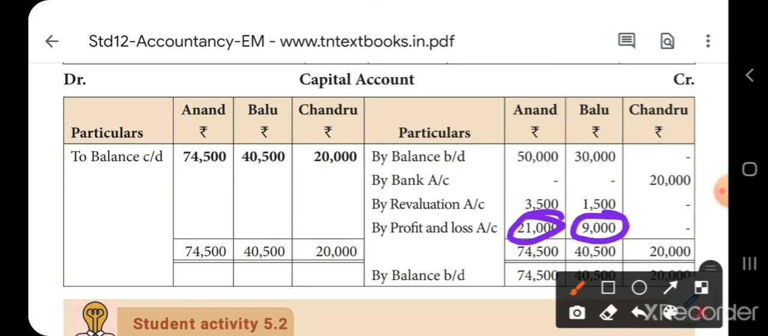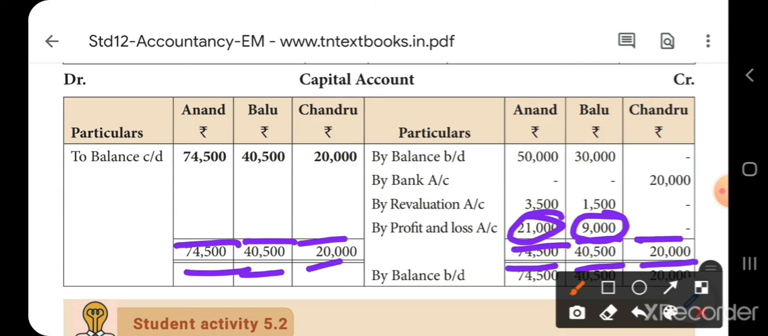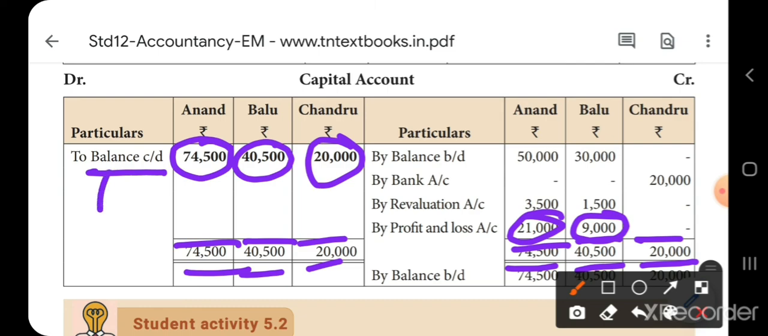Now total both the sides. Here credit side is more than the debit side. So the balancing figure will appear on the debit side. So this will be to balance carried down. You bring this to the next month beginning. So it will be by balance brought down.